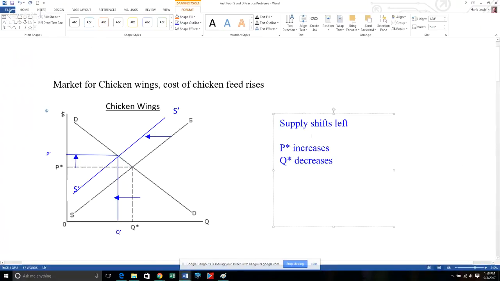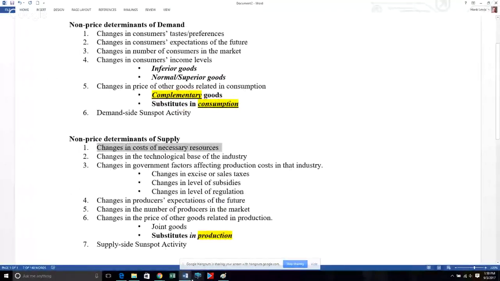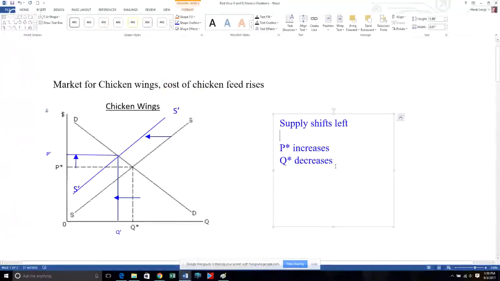Well, as we said earlier, these chicken wings here are made from chicken. You have to feed the chicken in order to make the meat. That means that is an ingredient used to make the product. So that makes it this shifter, changes in the cost of necessary resources. And so this is the reason why the curve is shifting to the left. So which curve shifts? Supply. How does it shift? It shifts left. What's the reason why? Changes in resource costs is a good way to say it.